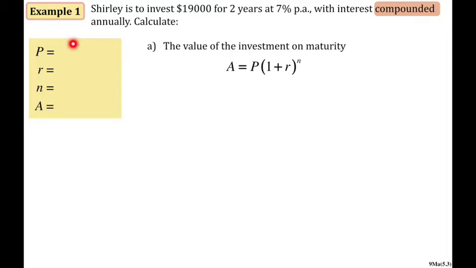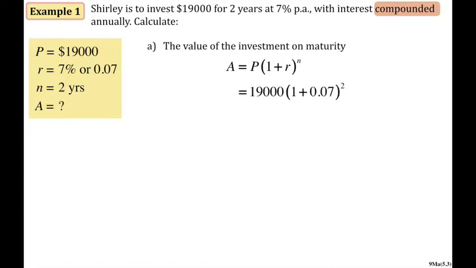What's P? P is the principal. What was the principal? 19,000 is what I started with. What's R? That's the interest rate, 7% per annum. Or you could write 0.07 if you wanted to write it as a decimal. What's N? 2 years. What's A? That's what we're trying to find, the amount that we end up with, the value of the investment, how much you end up with when it's matured, how much you end up with at the end of it. So that's what we're looking for.